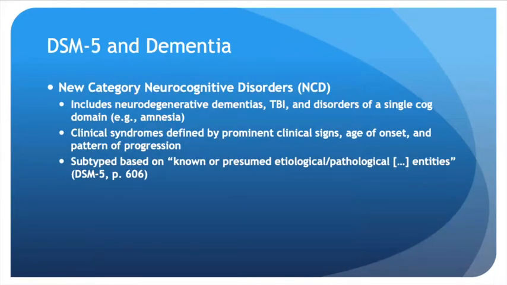The DSM-5, the Diagnostic and Statistical Manual 5th edition, has this category referred to as neurocognitive disorders, NCDs. This includes neurodegenerative dementias, traumatic brain injury, and disorders of a single cognitive domain, such as amnesia. Clinical syndromes are defined by prominent clinical signs, the age of onset, and the pattern of progression. And they are subtyped based on known or presumed etiological or pathological entities.